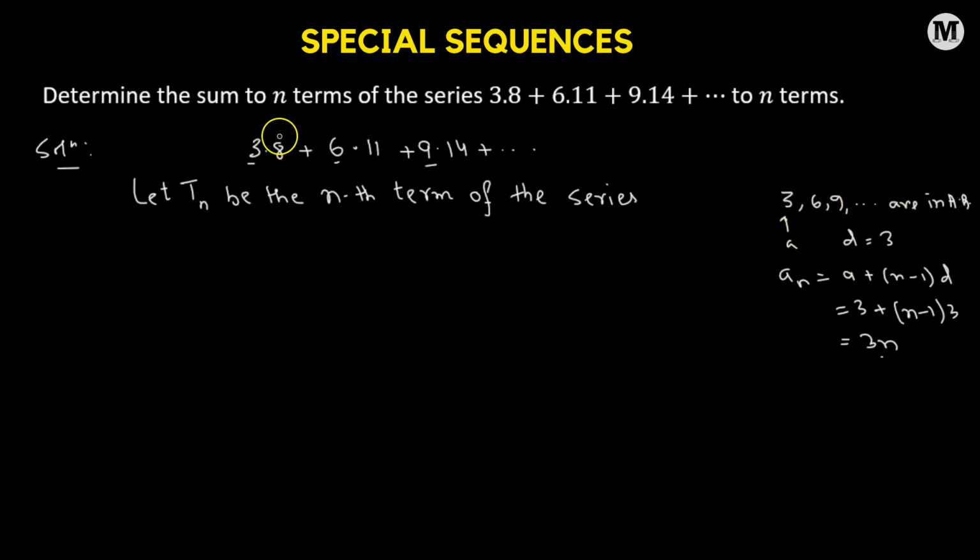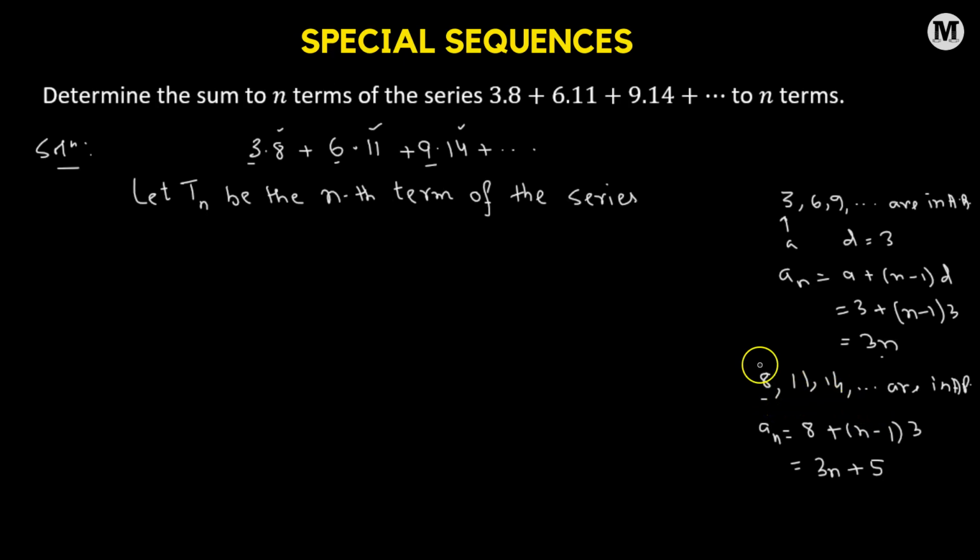Next, if we consider the second digits of each of the terms, so we have 8, then we have 11, then we have 14. Now these terms are also going to be in arithmetic progression. So here also we have the first term, that's 8. The common difference D equals 3. That means the nth term is going to be 8 added to n minus 1 times the common difference 3. So that's going to give us 3n, and we have 8 minus 3, so that's going to be positive 5. So that's going to be the nth term of the sequence whose terms are 8, 11, 14.